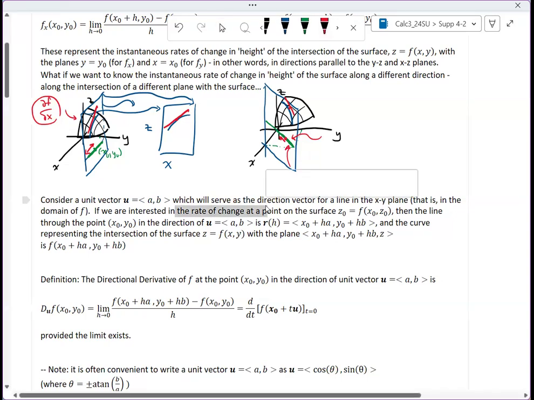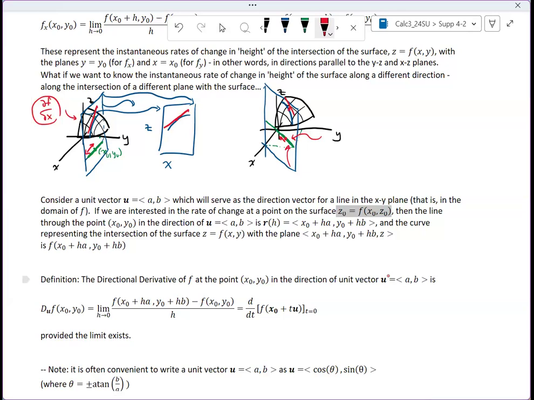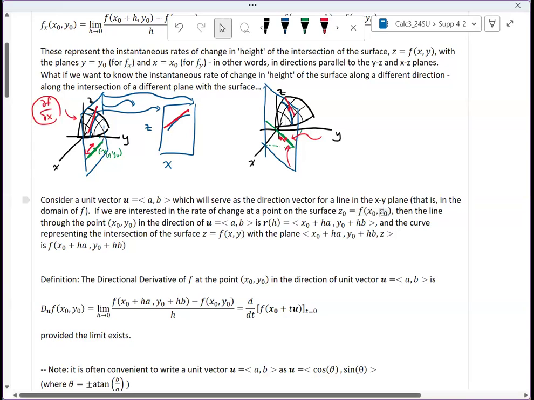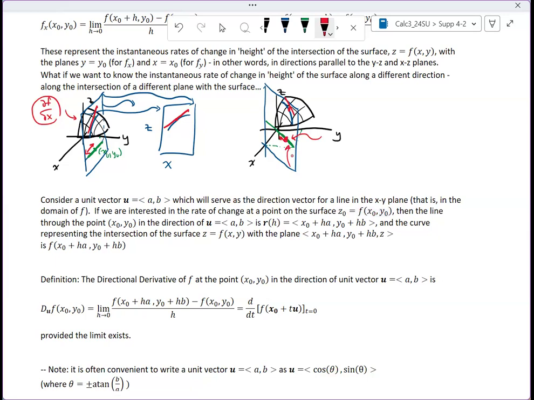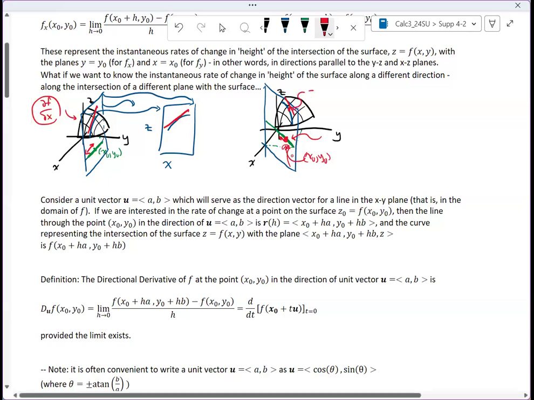And we're interested in the rate of change of the output at a point on the surface, this point up here, z naught equals f of x naught, y naught. So this is our x naught, y naught point, and this height is z naught.